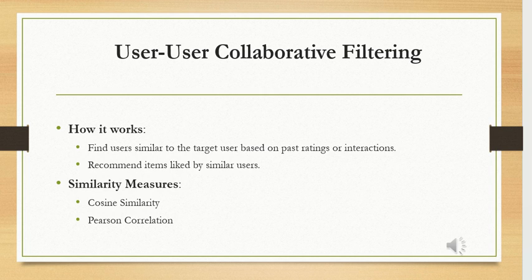Similarity measures. Cosine similarity measures the cosine of the angle between users' rating vectors, with values ranging from -1 to 1. Pearson correlation measures how closely related the ratings of two users are, adjusted for their average rating behavior.